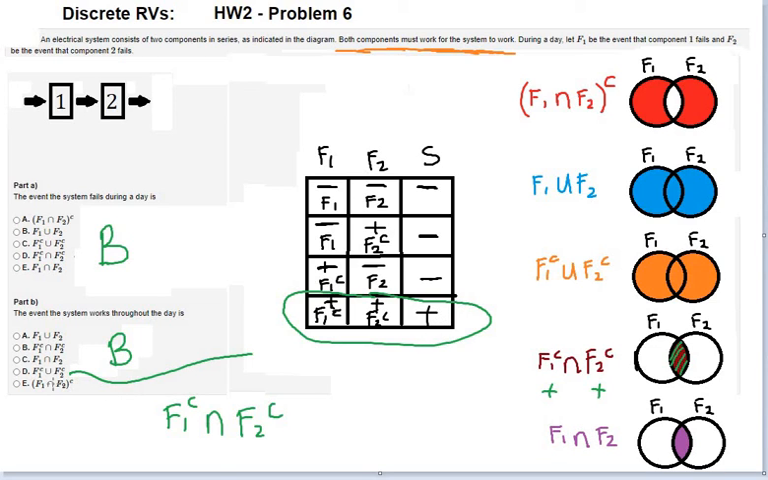But here the trick is that F1 complement union F2 complement, by definition, is F1 complement plus F2 complement minus their intersection. So this is the biggest distractor in this question. So the answer is B, and B is correct.